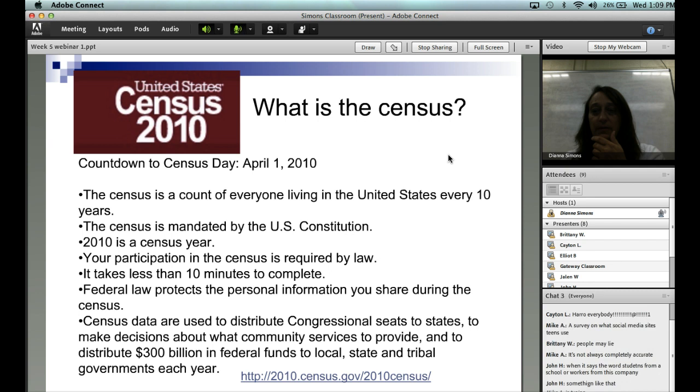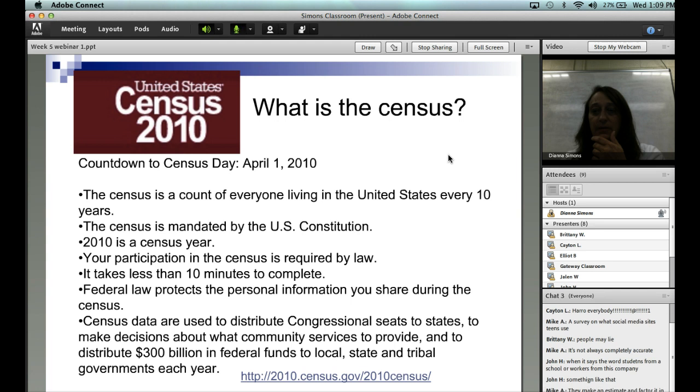It protects your personal information, so anything you write down on that form is private. The census data is used to distribute congressional seats to the states, to make decisions about community services, and to distribute $300 billion in federal funds to local, state, and tribal governments. So this census tells you how many congressional representatives you're going to have in Colorado, because it tells you how many people live in Colorado.